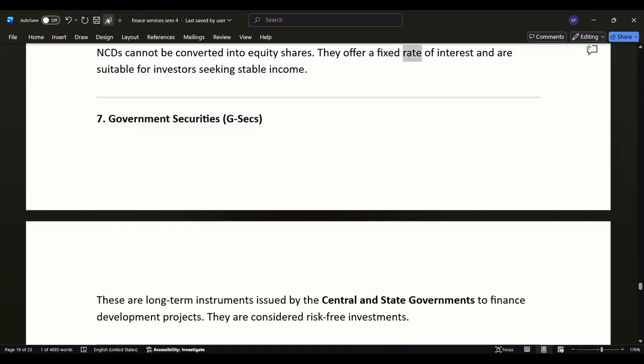They offer a fixed rate of interest and are suitable for investors seeking stable income. 7. Government securities, GSECs. These are long-term instruments issued by the central and state governments to finance development projects. They are considered risk-free investments.